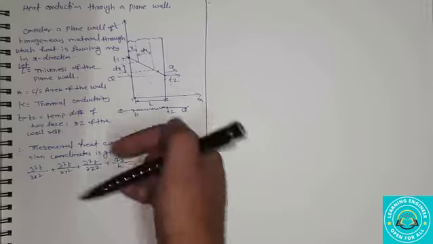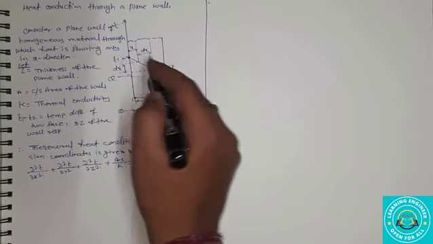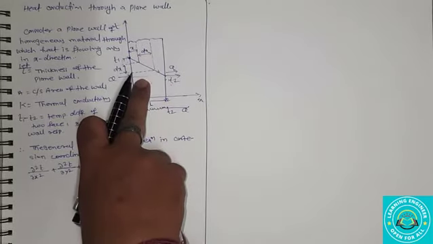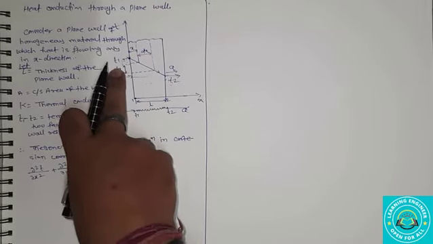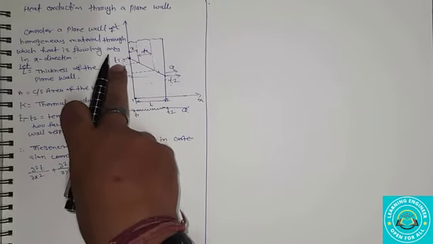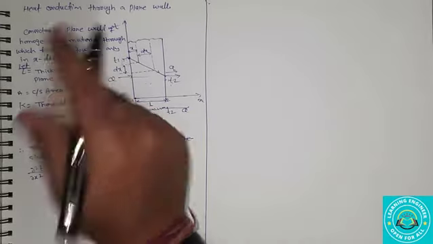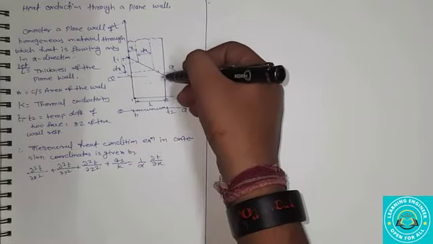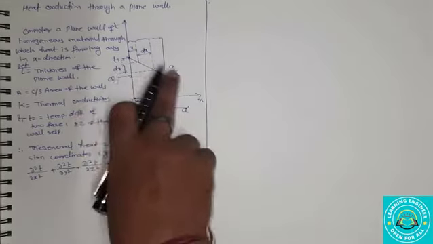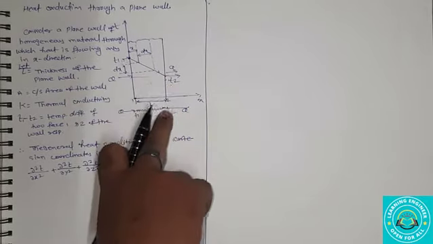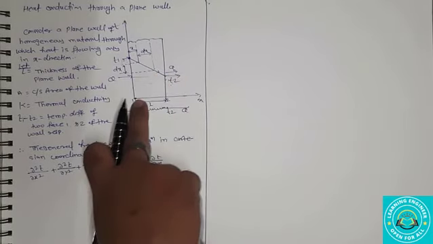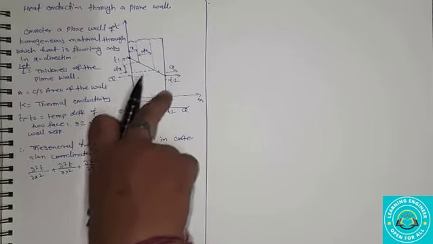and T1 is the high temperature face, one side of this wall, and T2 is the lower temperature face on the other side of this wall. T2 has a temperature lower than T1, and I'm considering it as face 2 of this wall, where K is the thermal conductivity of this wall.